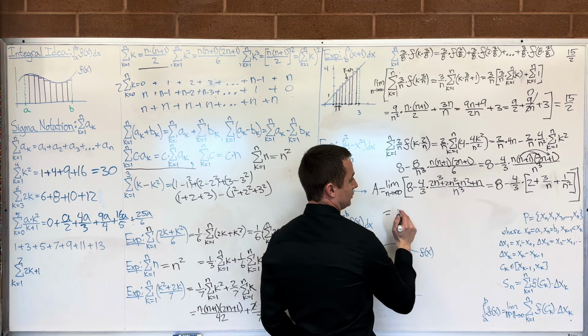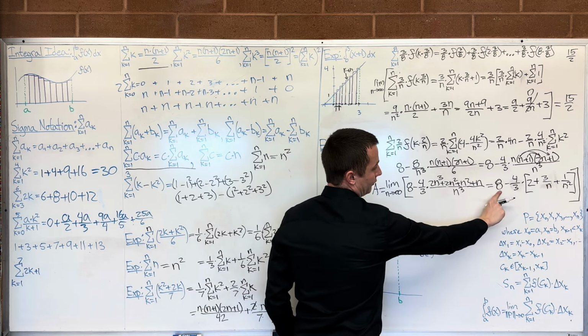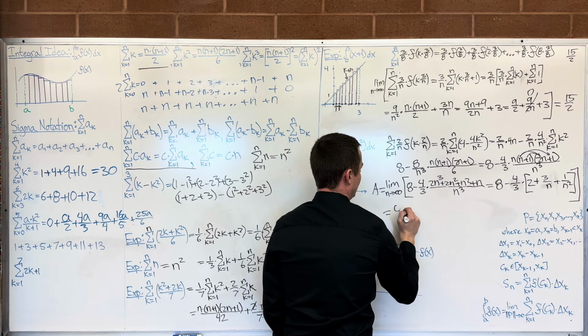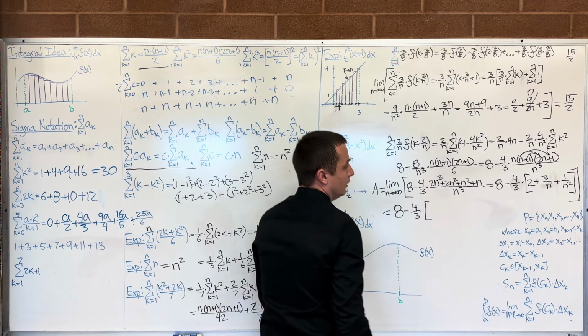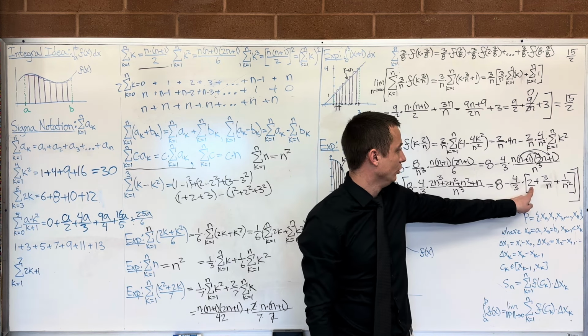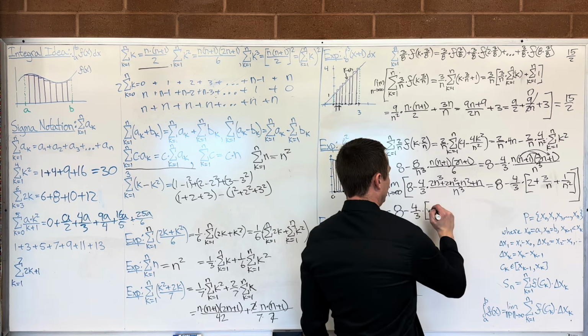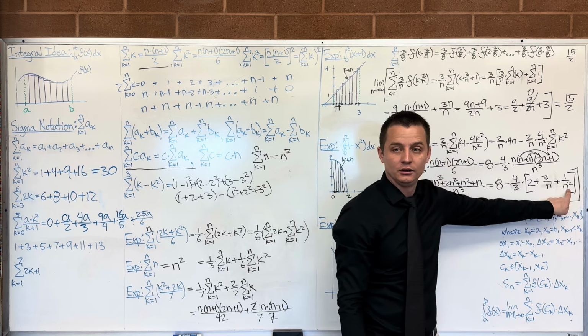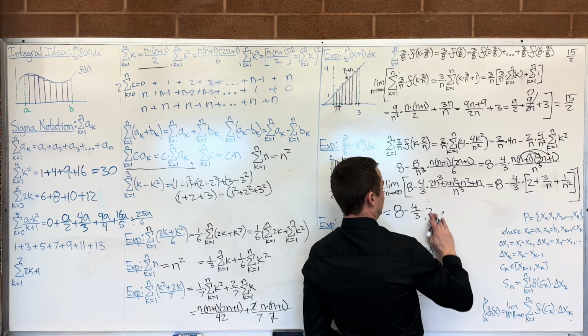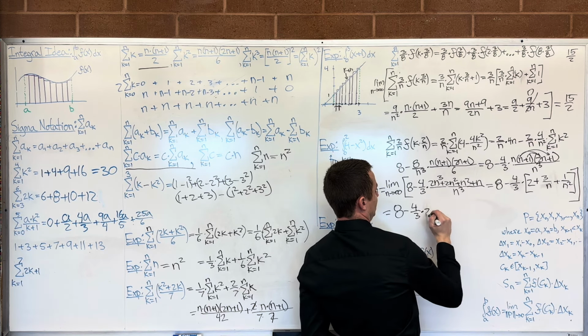So the area is equal to the limit as n approaches infinity of 8, which is 8. And we're going to do minus 4/3 times the limit of the inside. What's the limit of 2 over n as n approaches infinity? 0. So it's just going to be minus 4/3 times 2.